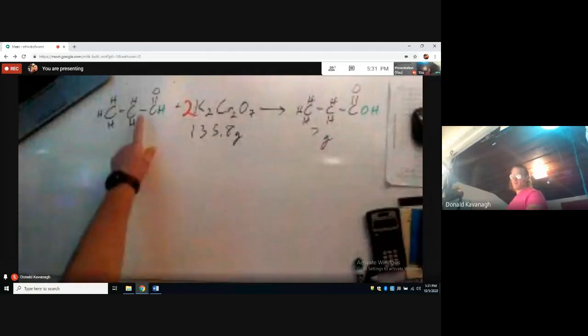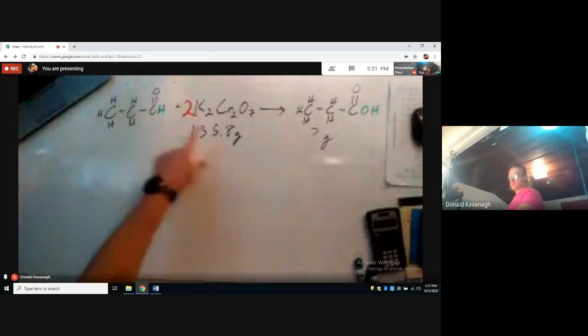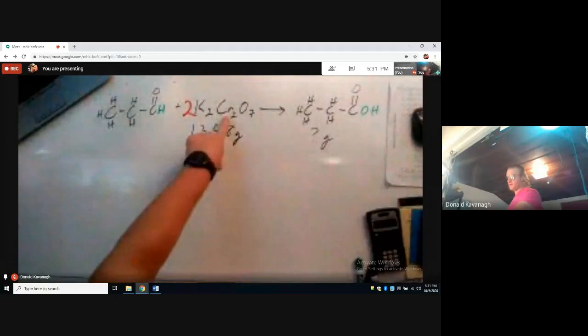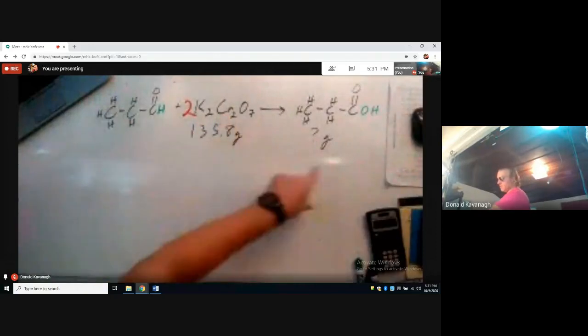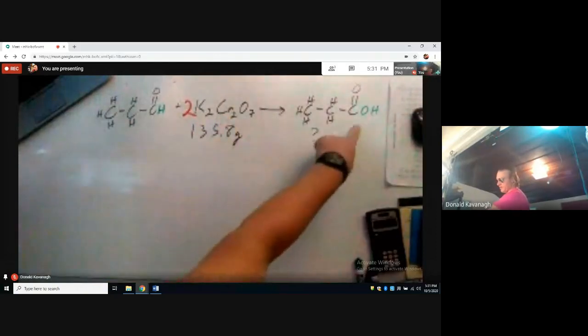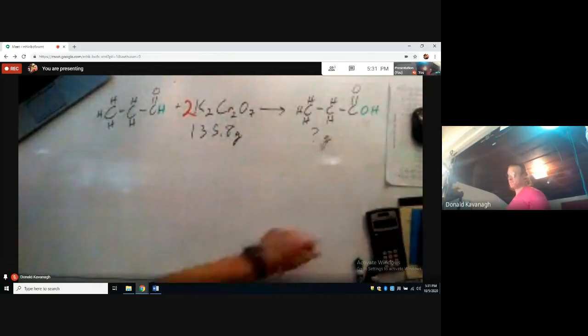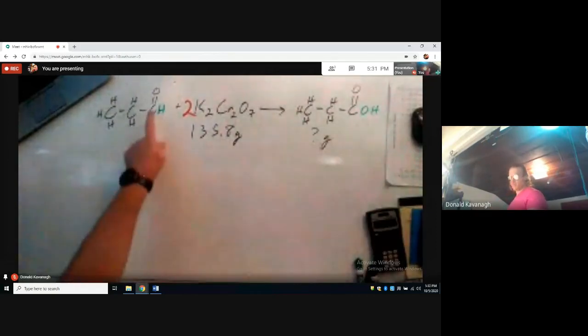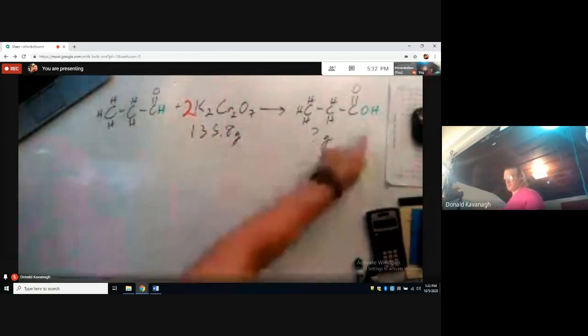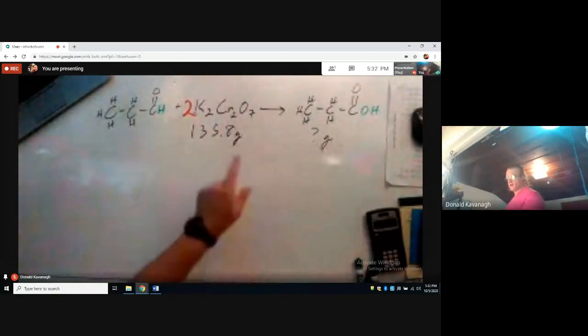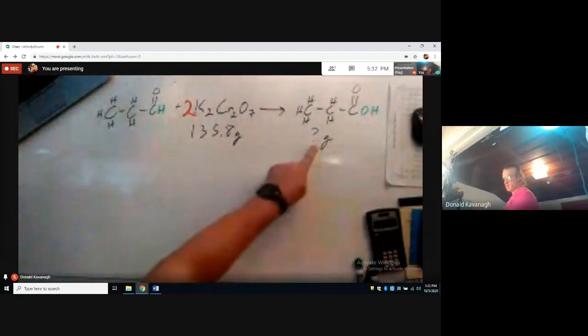We have propanal with potassium dichromate, oxidizing the propanal to propionic acid. The oxidation of this carbon here, I tried to highlight in green. This is a grams to grams type problem.